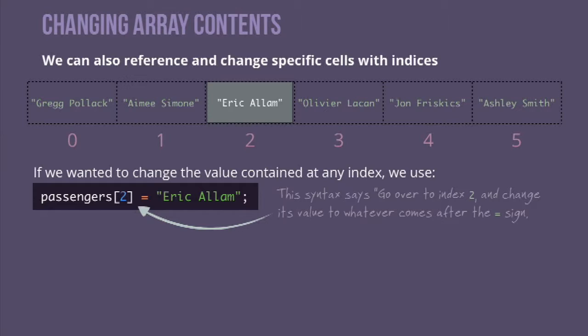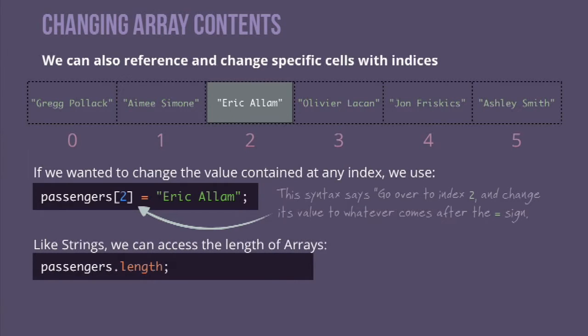Just like strings, we could access the length of arrays if we type the variable's name and the .length property. Having done that, we see that this returns a value of 6 because there are 6 cells.